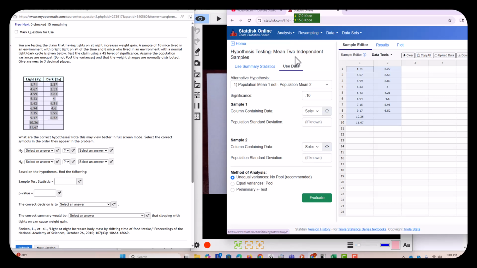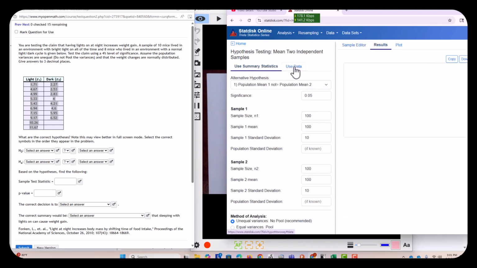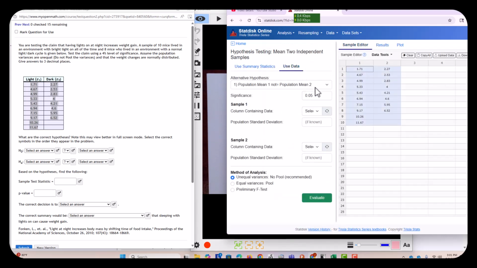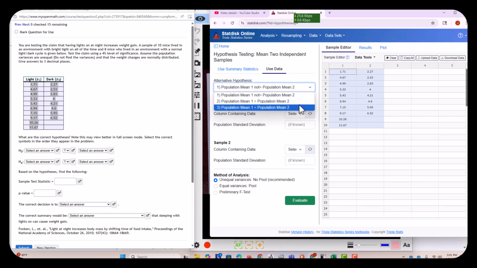So we're already on, again, Analysis, Hypothesis Testing, 2 independent samples. We're going to use the data. Your alternative is going to be mu 1 is greater than mu 2, so it will be this one. Significance is going to be 0.04. We don't know the population standard deviation, and do not pool the variances. I don't think we're ever going to be pooling variances.